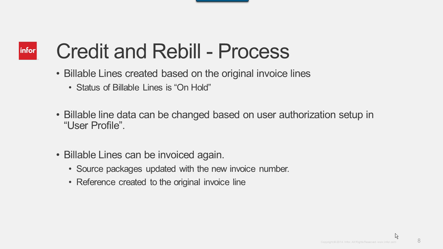Billable lines data can be changed based on user authorization setup in the user profile. And when these changes are carried out, then the invoicing process can start again for this billable line. When these kinds of billable lines are invoiced again, a reference is created with the original invoice which was cancelled, as well as the source packages like sales order and contract are updated with the new invoice number.